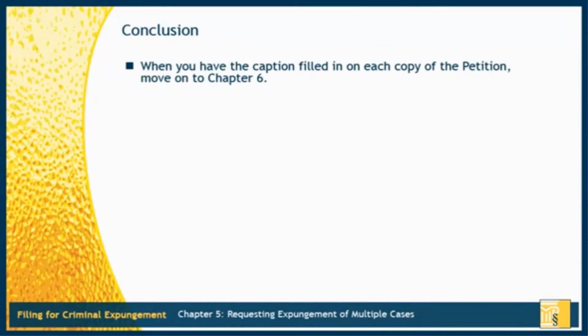When you have filled in the county, judicial district, and court file number for each case you are asking to expunge, go on to Chapter 6. In Chapter 6, you will complete question 9 of the petition.